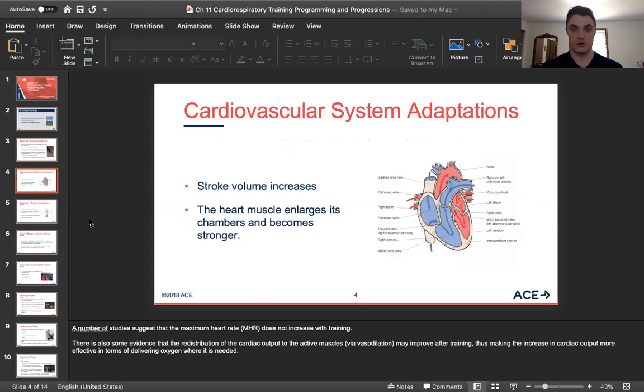Moving forward, we'll see cardiovascular system adaptations. We've touched on this before. You'll see that stroke volume increases and that the chambers of the heart, so that all these chambers will get bigger, be able to have more blood volume, and it'll be able to contract harder and push more out at a faster rate.